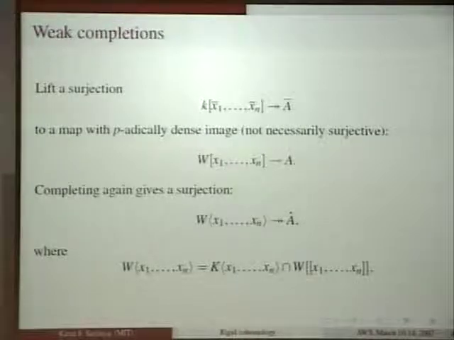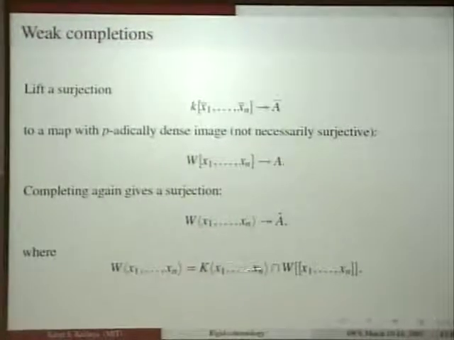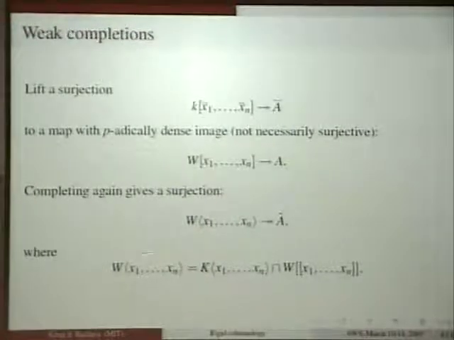That's not a problem, because basically the next thing I want to do is complete. So I replace the square brackets with angle brackets. Again, this is my notation for this sort of integral part of the Tate algebra. W angle x1 through xn is just the subring of k angle x1 through xn consisting of power series with W coefficients. And so this map now is a surjection because this thing had p-adically dense image.